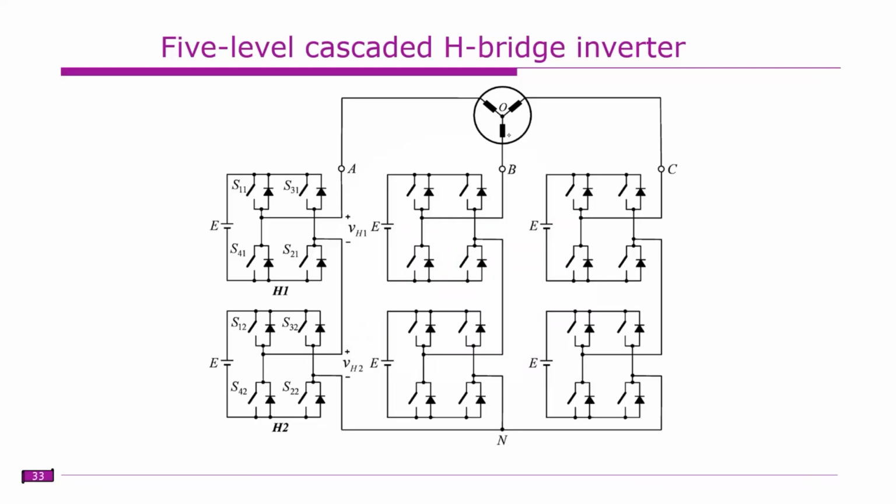So in the previous class, we discussed the diode clamped multilevel inverters and their switching. Next, we'll move on to the next multilevel inverter topology, that is the cascaded H bridge.